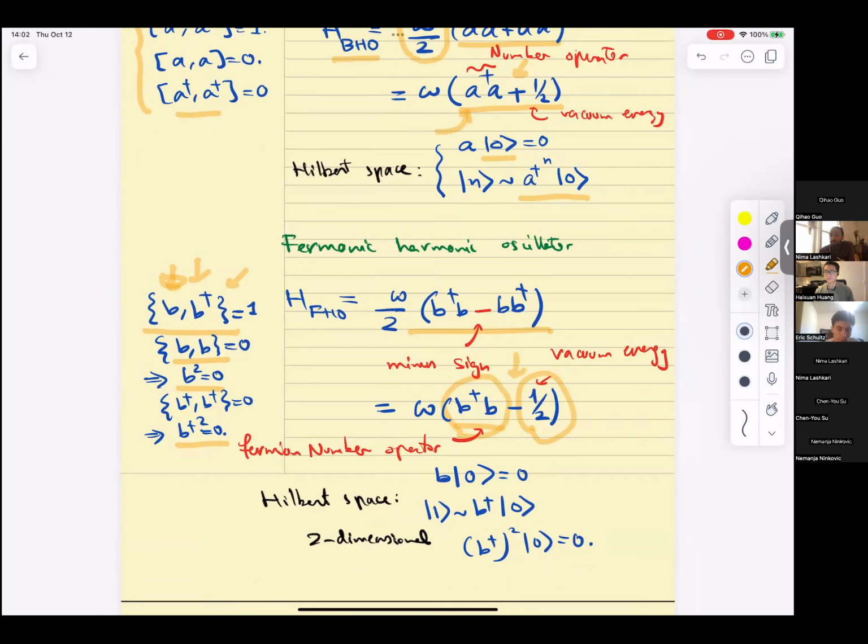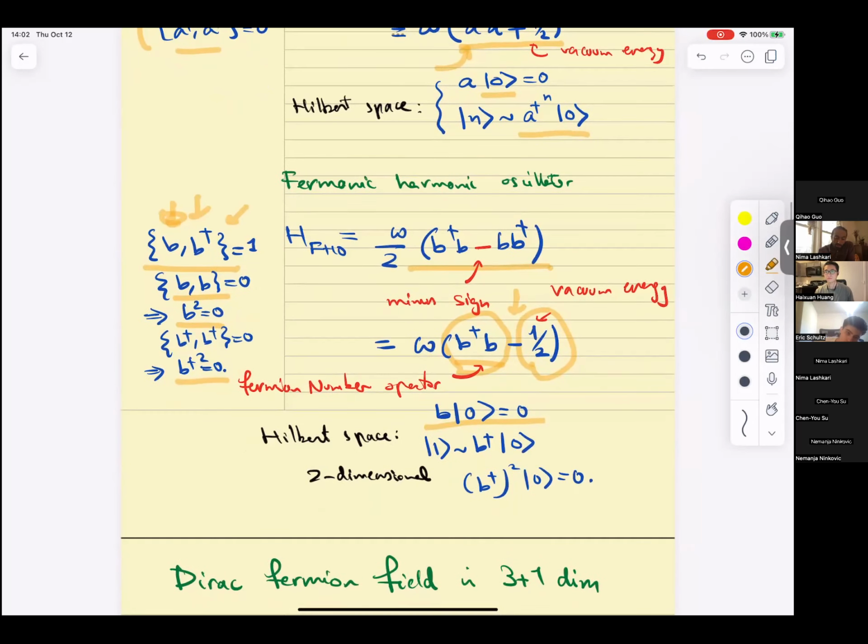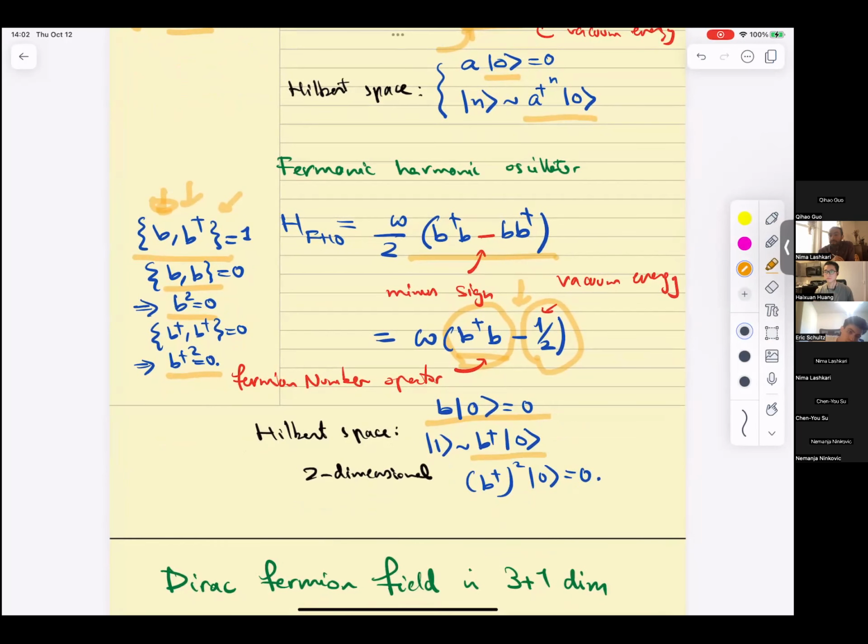All right, how do we construct a Hilbert space? Well, your vacuum is still a vacuum, same thing. It's a state that's killed by B, the annihilation operator. That's why it's called the annihilation operator. You can create a single particle, single fermion state 1, right? But then there is no such thing as two fermions, because if you act with B dagger squared, the same way that you did here, you're going to get 0.